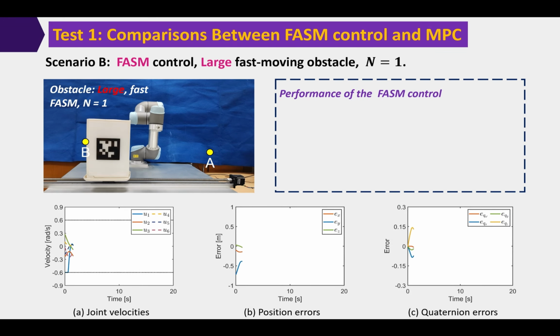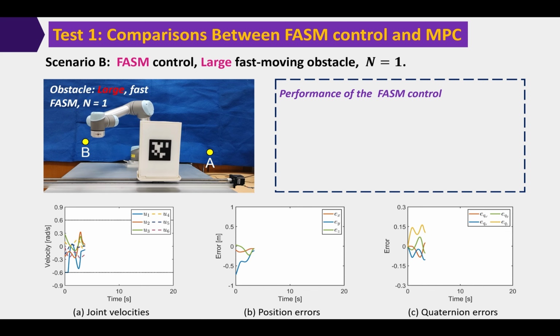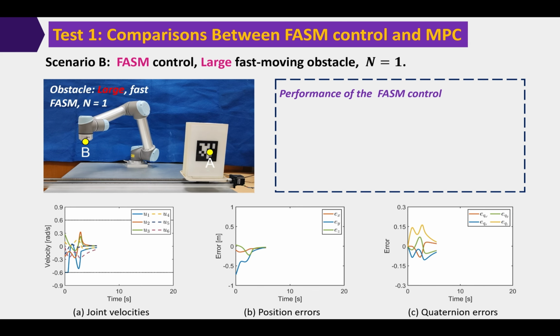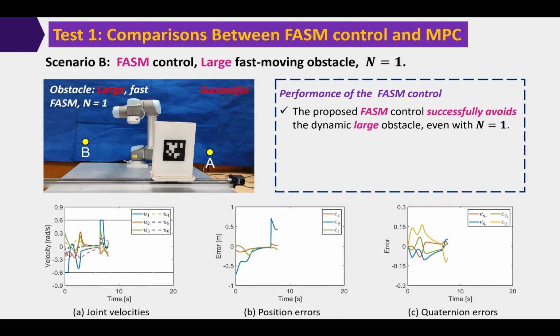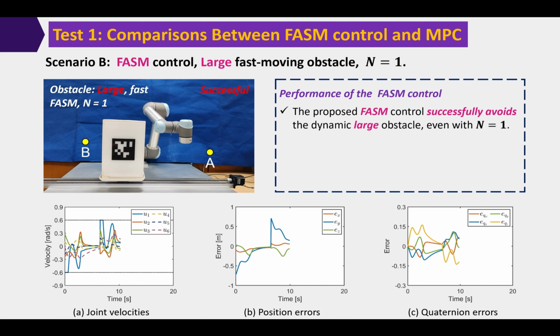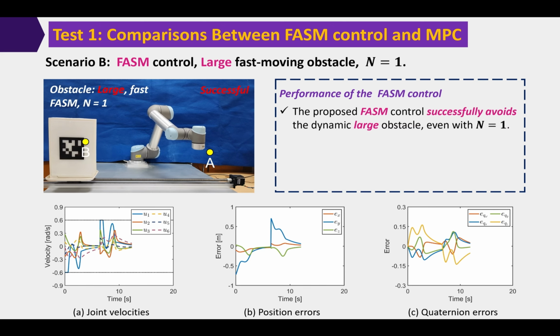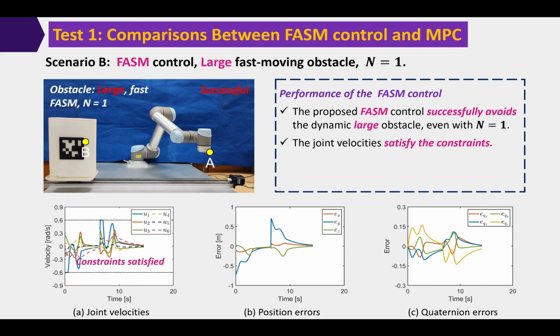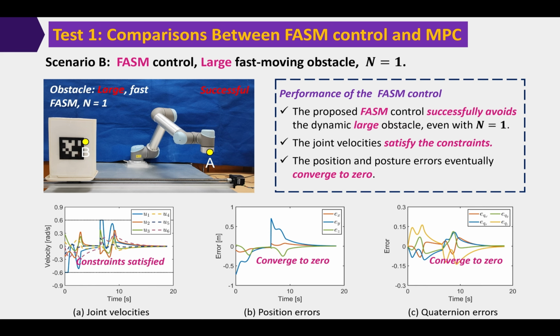In this scenario, we test the proposed method with the large obstacle, with n equals 1. The proposed fast control successfully avoids the dynamic large obstacle, even with n equals 1. The joint velocities satisfy the constraints. The position and posture errors eventually converge to 0.